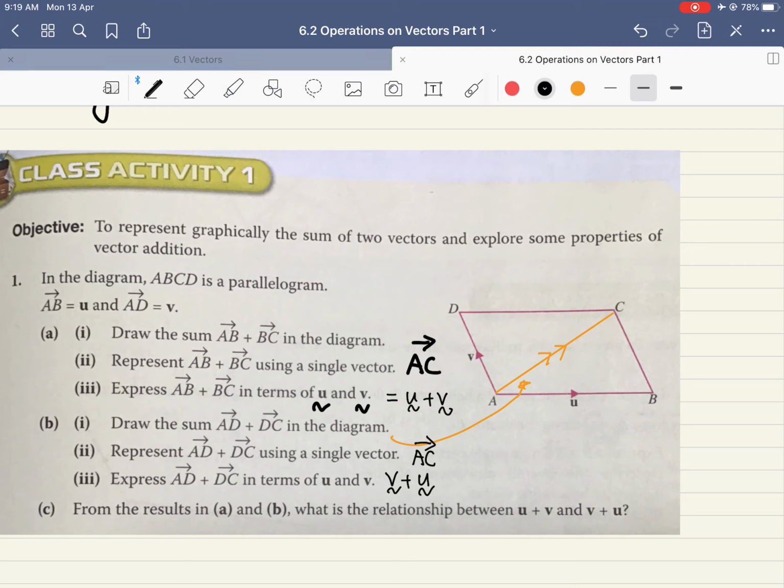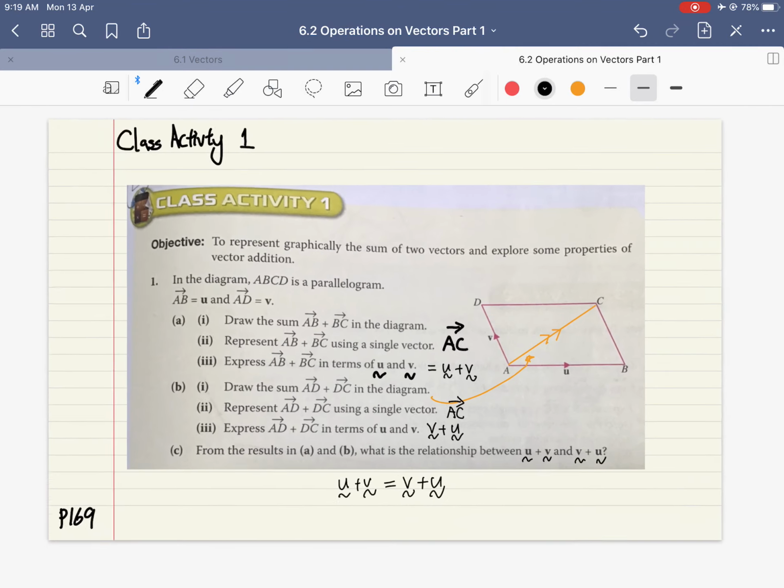From the results in A and B, what's the relationship between U plus V and V plus U? We can see that both of them, in this case, are equal to AC. Hence, I will say that vector U plus V is equivalent and equal to vector V plus U.